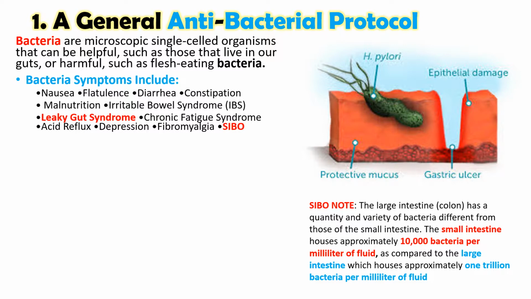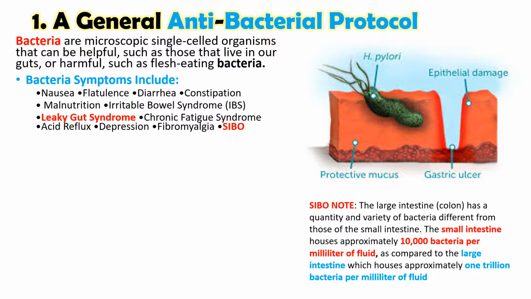With that being said, some different symptoms of an infection can be an ulcer, nausea, gas, diarrhea, constipation, malnutrition, IBS again, obviously leaky gut is a major cause if there's a dysbiosis or imbalance in the gut bacteria, chronic fatigue, acid reflux, depression. And remember, serotonin is mostly made in the gut, 95% is made in the gut, and since it controls mood, if you have a dysbiosis or imbalance there, it can definitely contribute to depression and also mess up the sleep cycle, since serotonin is responsible for that as well. Other symptoms are fibromyalgia and also something called SIBO, small intestinal bacterial overgrowth. Down at the bottom here, I have a note.